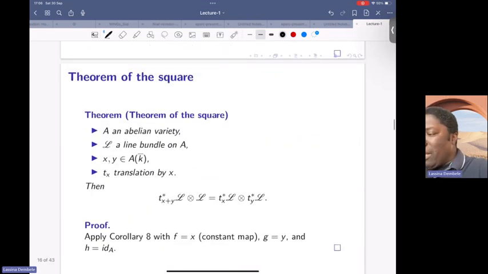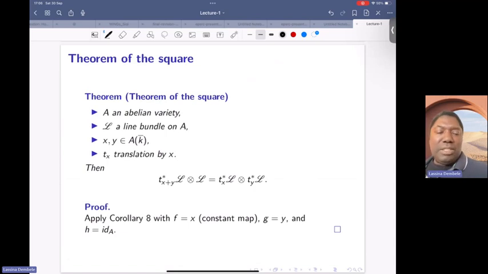Okay. The other result that we are going to need a bit later is called the theorem of the square, and it says the following. So the assumptions are that we give ourselves an abelian variety A. We let L be a line bundle on this abelian variety. And then we take X and Y, 2 points on our variety A.